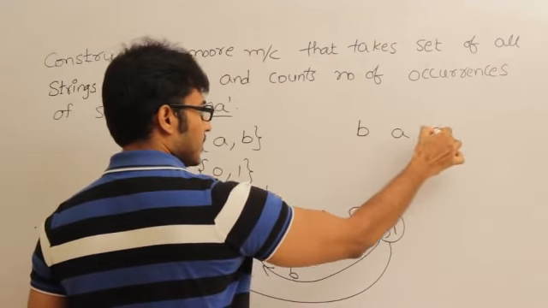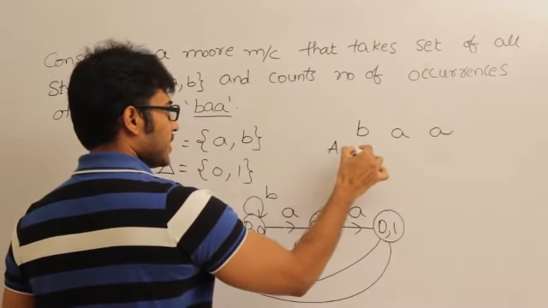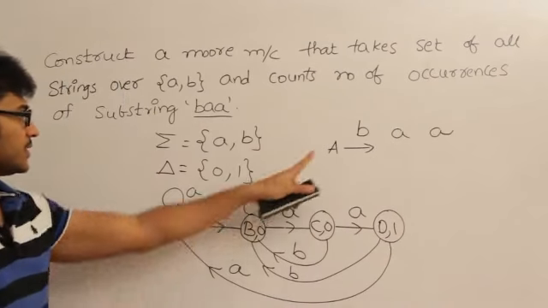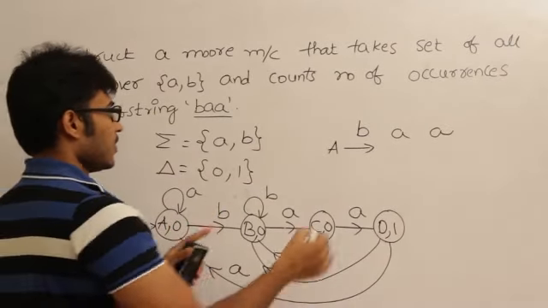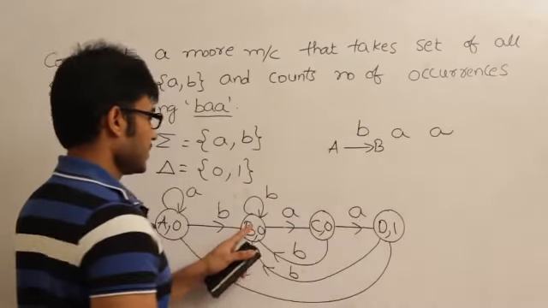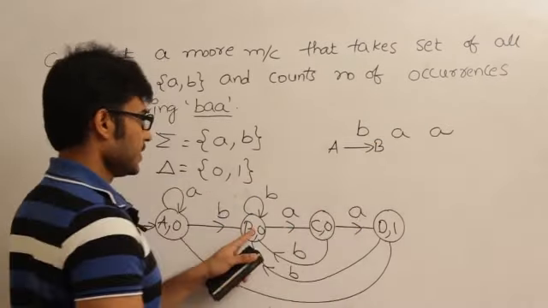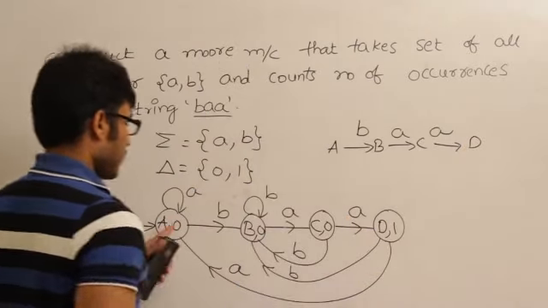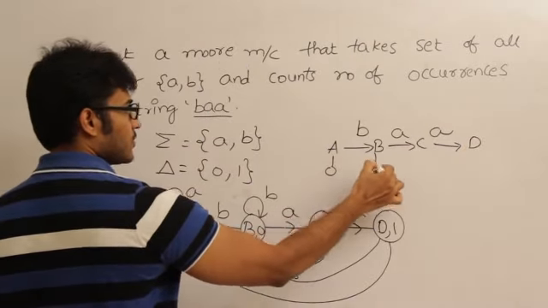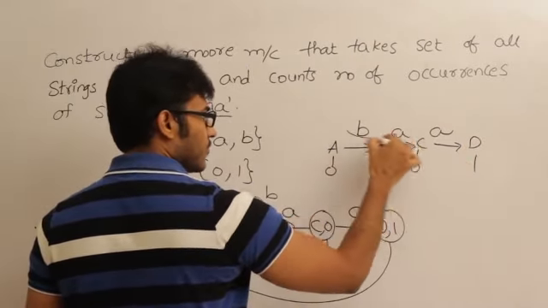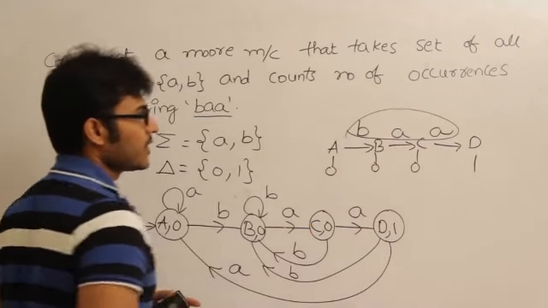Let us say B, A, A. I will be initially in state A, and on seeing small b, I will be going to state B, and on seeing small a, I will be going to state C, and on seeing small a, I will be going to state D. Now what is the output? 0, 0, 0, 1. Therefore on seeing BAA, I will be printing 1.